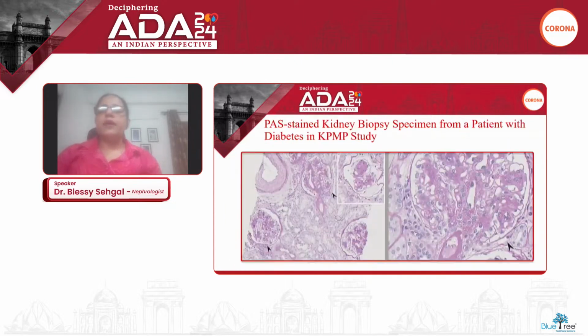So this is from a KPMP study. This is basically a PAS stain of a kidney biopsy from a diabetic patient. What we can see in the right-hand group is a high power view of the glomerulus. The mesangial matrix is increased, which is seen as a deep pink color. And the arteriole, which we can see here, is also deep pink because of arteriosclerosis. This is a mixed lesion of a patient with diabetes. Next slide.